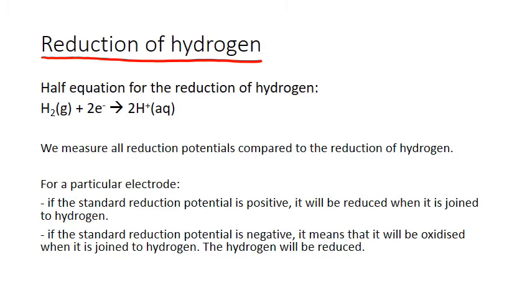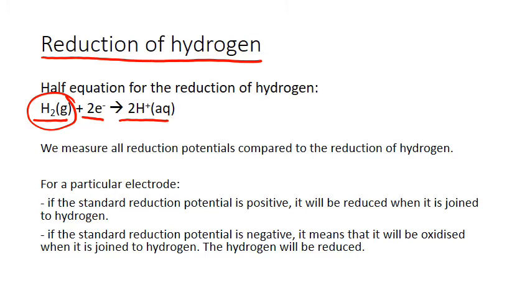The half equation for the reduction of hydrogen, what are we actually comparing it to? We take hydrogen gas, it gains electrons, so it's reduced, and it forms hydrogen ions. How do we actually set up an electrode like this? Because it's a gas, it's actually quite difficult to have a gaseous electrode.